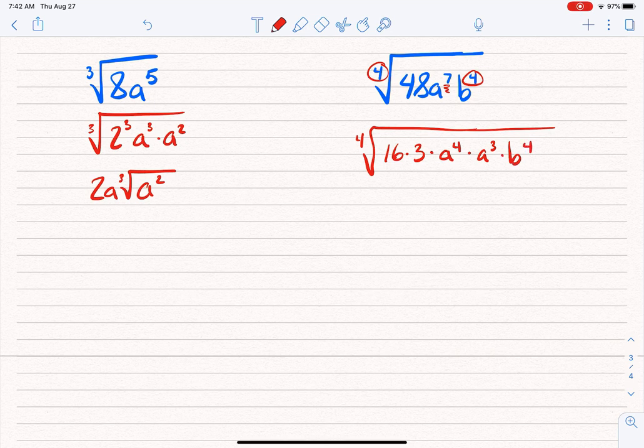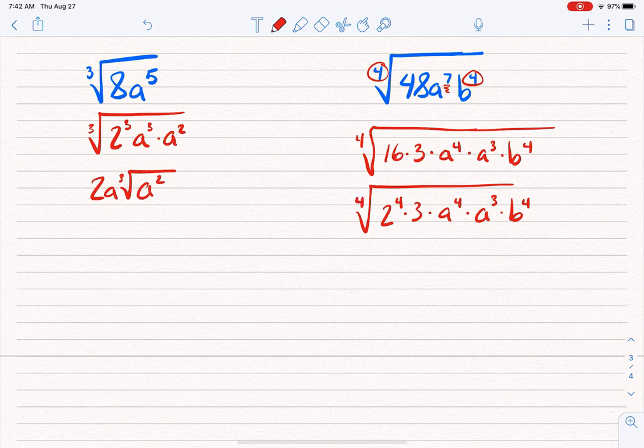And so that might not have seemed like that helped a whole lot, but 16 is the same thing as 2 to the 4th. So we have 2 to the 4th times 3 times a to the 4th times a to the 3rd times b to the 4th. And this is all the fourth root. Well, now we have the fourth root of something to the 4th and something else to the 4th and something else to the 4th. And so those are all going to come out that way. Now we don't have to take the absolute value of that 2 because when we write it on the outside, we're writing it as a positive 2.